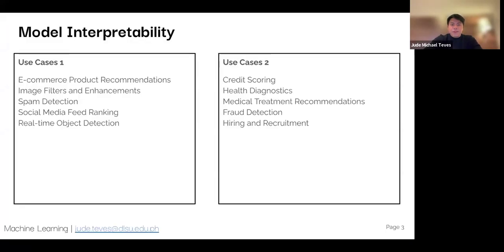But first of all, I'm going to show you these different machine learning use cases. On the left-hand side, you're seeing e-commerce product recommendations, image filters and enhancements, spam detection, social media feed ranking, real-time object detection. And on the right-hand side, for the use cases two, you're seeing credit scoring, health diagnostics, medical treatment recommendations, fraud detection, and hiring and recruitment. So off the top of your head, what are you seeing? What are the differences of the two use cases here?